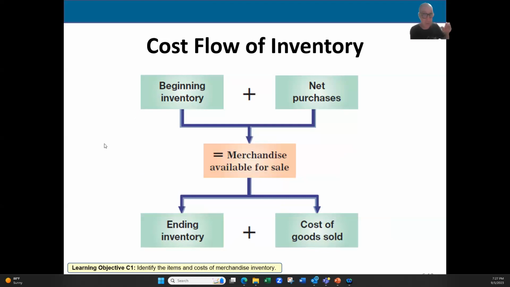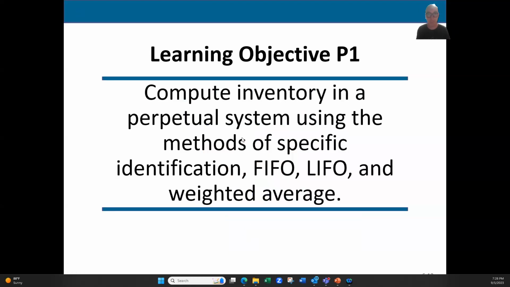All right, very similar to what we learned in the last chapter. Beginning inventory plus purchases equals merchandise available for sale, minus cost of goods sold, plus ending inventory. See, this is the cost flow. Available for sale, we sell it, it becomes cost of goods sold. Otherwise, it becomes ending inventory. That's what we learned in the last chapter.